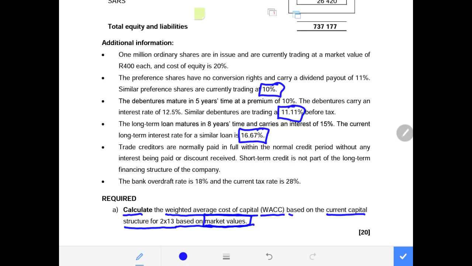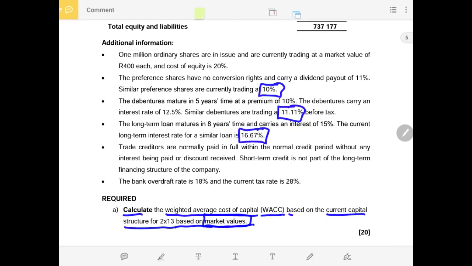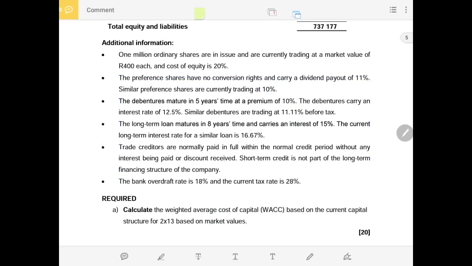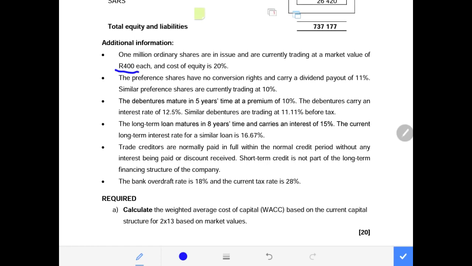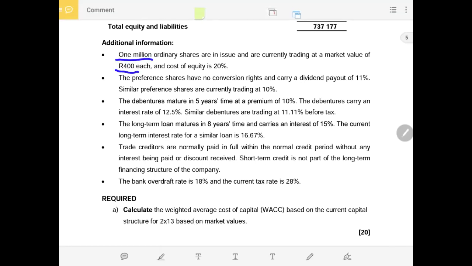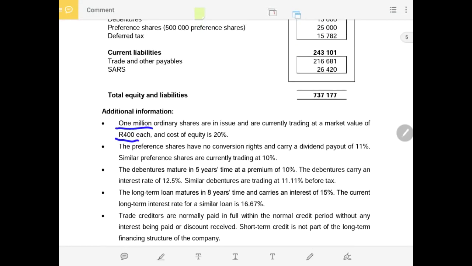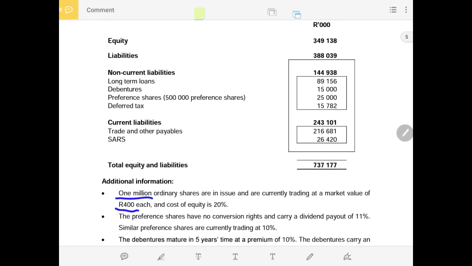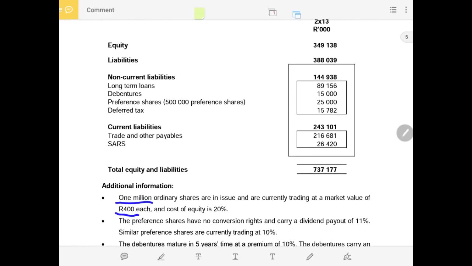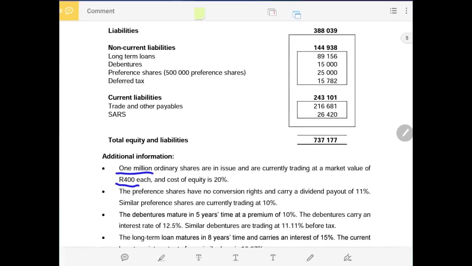Now, let me start doing the real calculations. Let us start with the first source of financial structure, which is the 400 of the ordinary shares that were issued a long time ago, and there were 1 million of them. They are already given to us. So now with that, we need to just calculate our ordinary capital according to the market values.